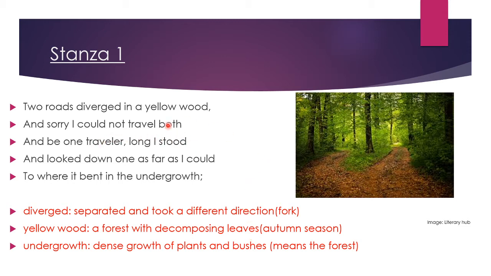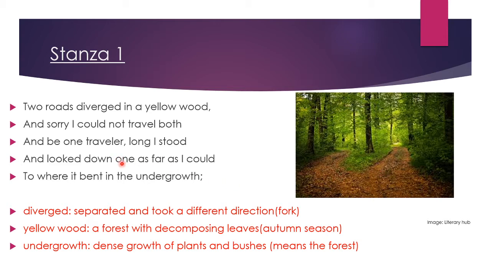So the poet says that once he was walking through the forest and he came across a diversion in the road. So he stood there because he could not travel both the paths. So obviously he was one traveler. So, "being one traveler, long I stood." So he stood there for a long time thinking which way to go.